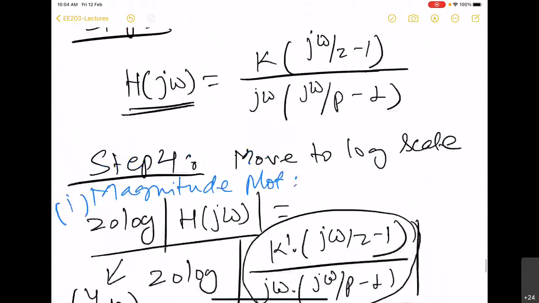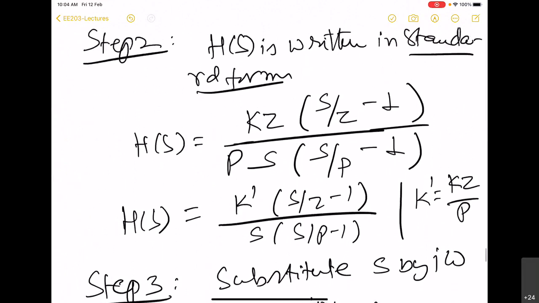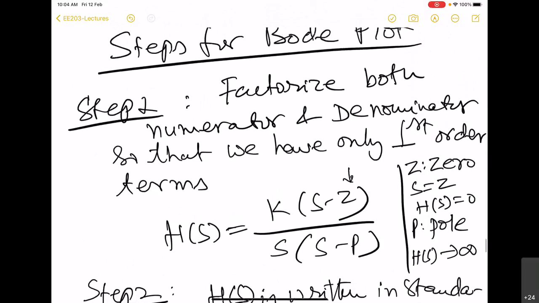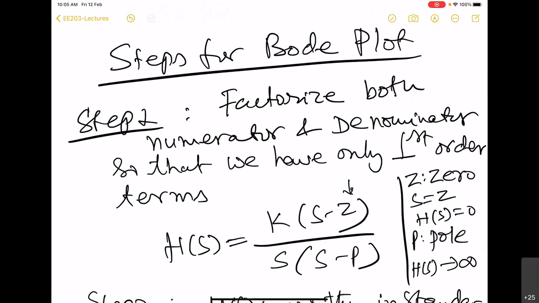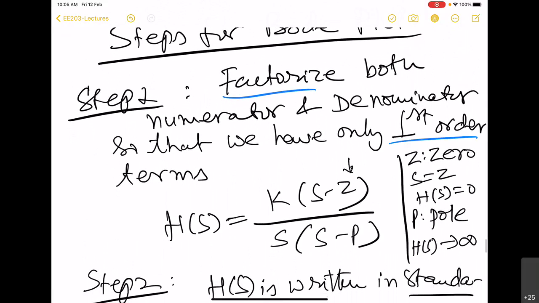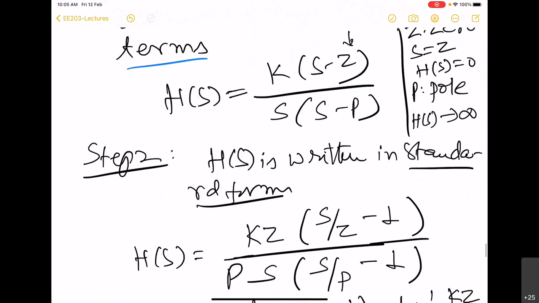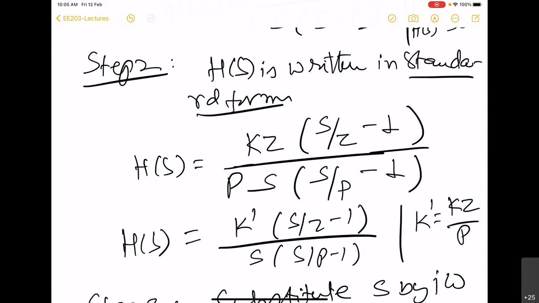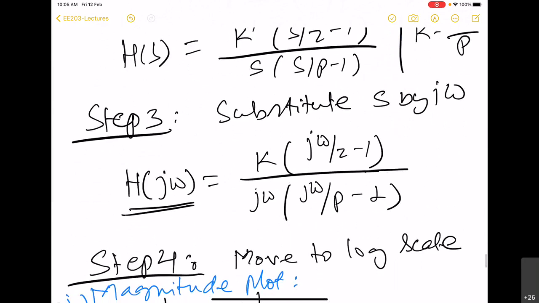So in the last class, we had pointed out all the steps required for making a Bode plot. The first step was to factorize the given transfer function in terms of simpler terms. For example, here we are doing it with the first order terms only, and then convert it into standard form. That means the constant term here should be 1, and then convert S into j omega form.